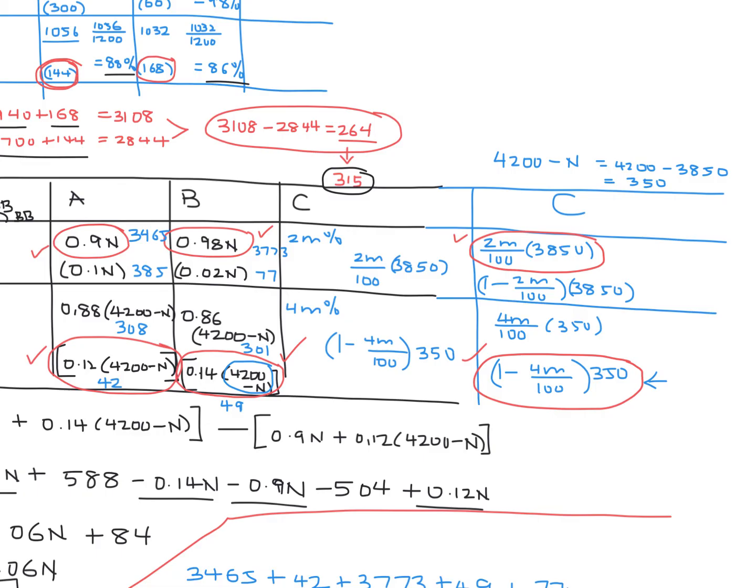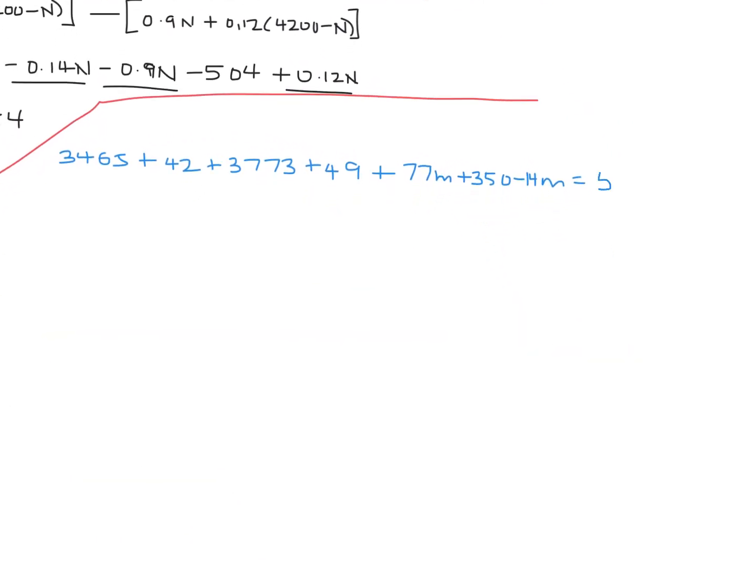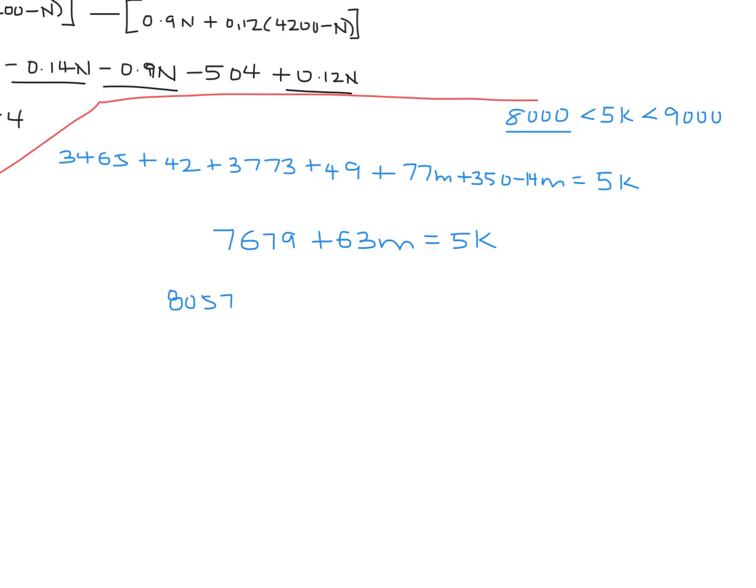Okay, so it's a multiple of 5, so it'll be 5k, where 5k is between 8,000 and 9,000. Got it? All right, so we are in the home stretch here of this question. So add these guys up, and you get 7679 plus 63m is equal to 5k. So take out your calculator and let's just add 7679 to multiples of 63 until we get above 8,000. And the first guy above 8,000 is 8057.